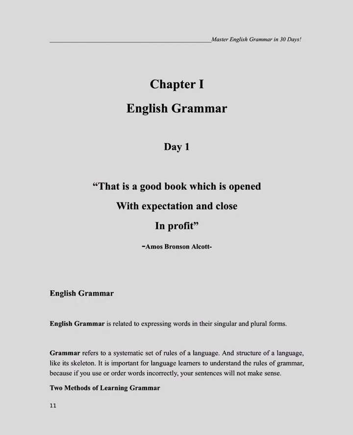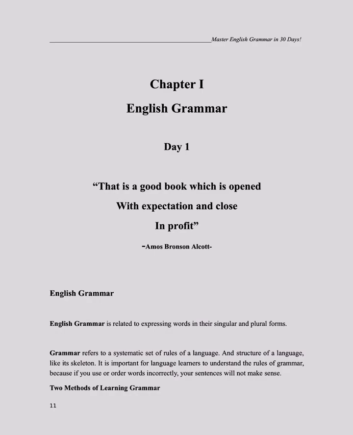English grammar is related to expressing words in their singular and plural forms. Grammar refers to a systematic set of rules of a language and the structure of a language, like its skeleton. It is important for language learners to understand the rules of grammar because if you use or order words incorrectly, your sentences will not make sense.